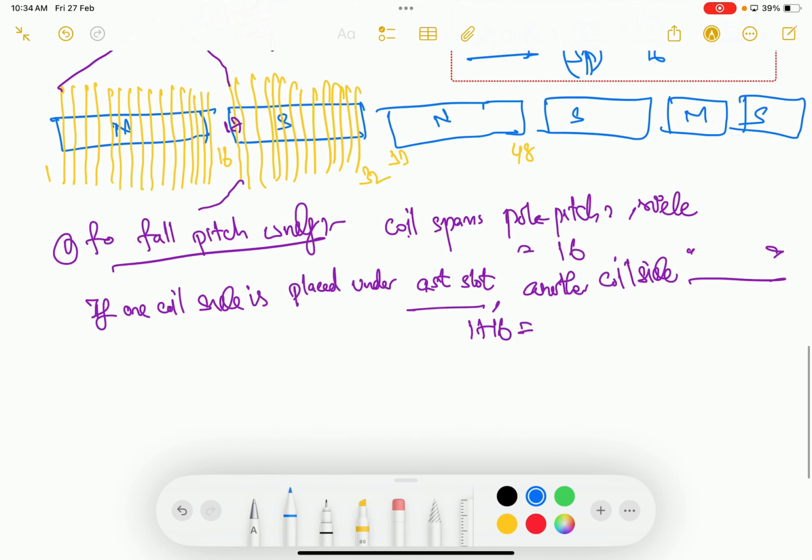Even if I consider the 17th slot here, 16 into 11.25, again you will get the same answer, 180 degrees electrical. Is this full pitch winding or not?